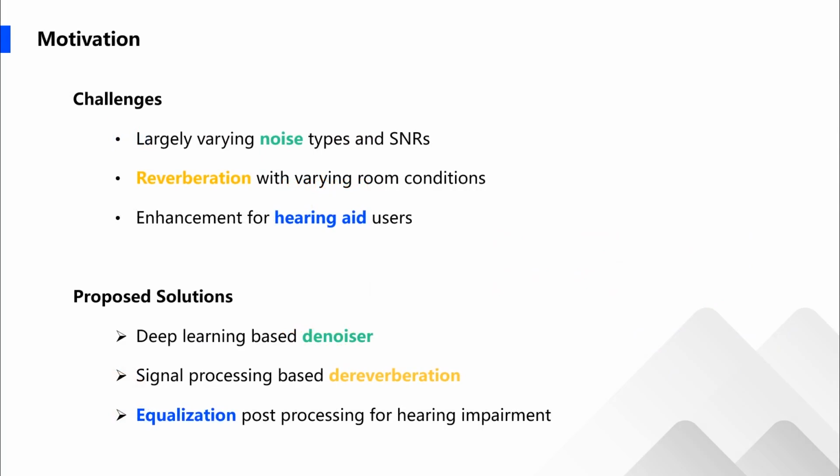In this scenario, several challenges from real-world application are considered: largely varying noise types, including speech noise and non-speech noise; signal-to-noise ratio ranging from -12 to 6 decibels; and reverberation varying across different room condition settings. These settings are designed for hearing aid users, rather than normal hearing listeners.